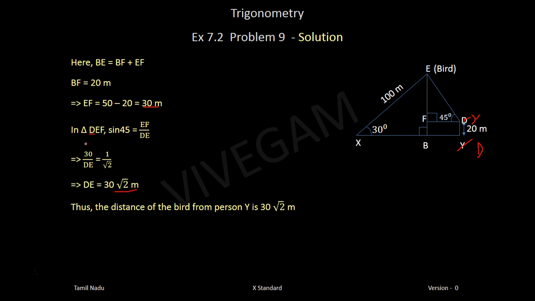You got it? 30 is what? 30 is EF. We just calculated EF is 30 meters here. So 30 meters divided by YE is sine 45. Sine 45 is 1 by root 2. So when you cross multiply, root 2 will go to the other side. So DE, which is basically YE for our case, is 30 root 2. So the distance of the bird from the person Y is 30 root 2 meters.